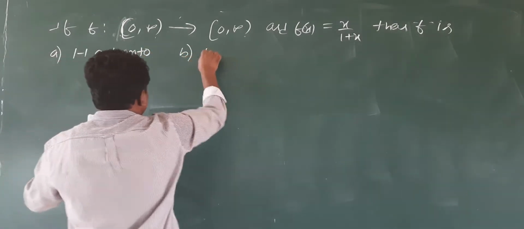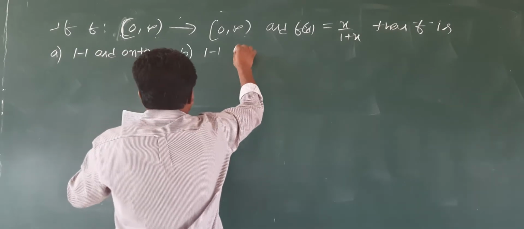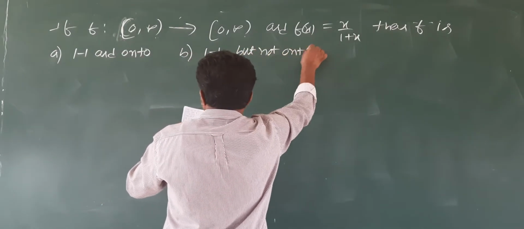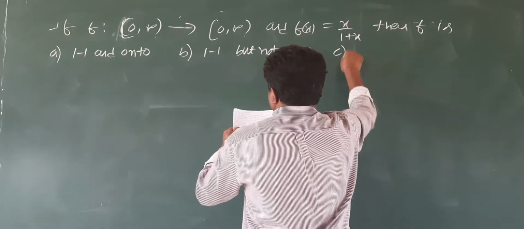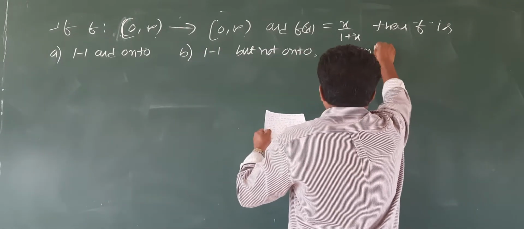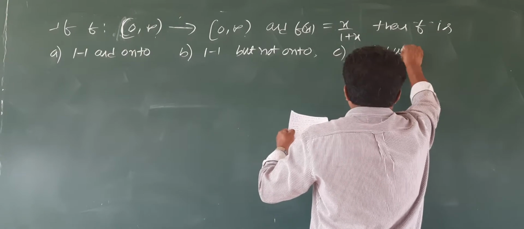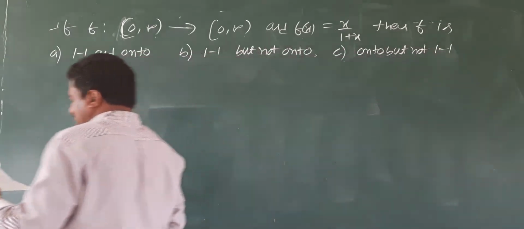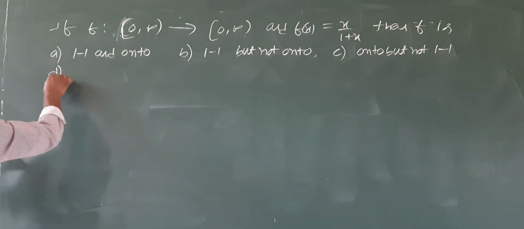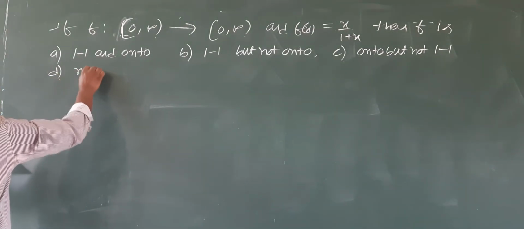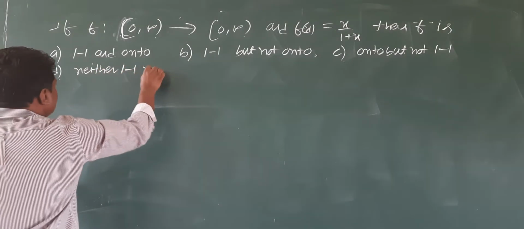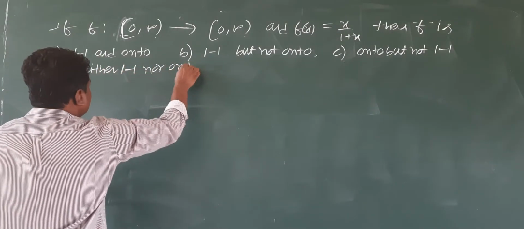Option B, one-one but not onto. Option C, onto but not one-one. Option D, neither one-one nor onto.